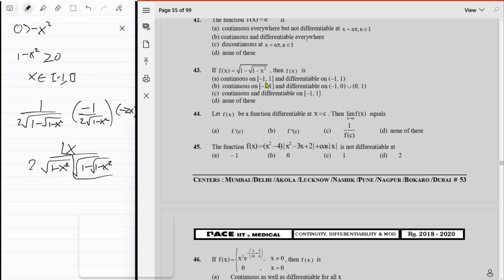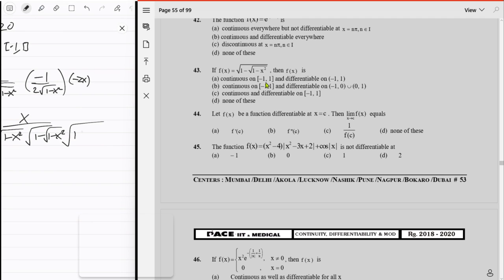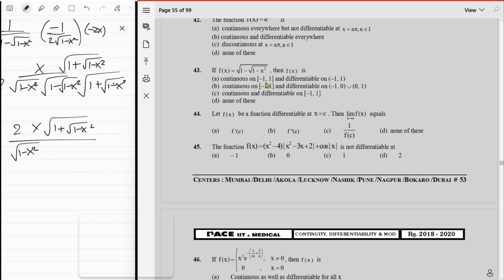So let's try it out. Who knows, it might work out. Yeah, okay. So we'll multiply by this thing, 1 plus square root of 1 minus x squared, and then similarly over here as well. And this will just become 2x times 1 plus square root of 1 minus x squared upon square root of 1 minus x squared. And this thing just becomes 1 minus 1 is 0, and then it's just x squared. Square root of x squared is just mod of x.